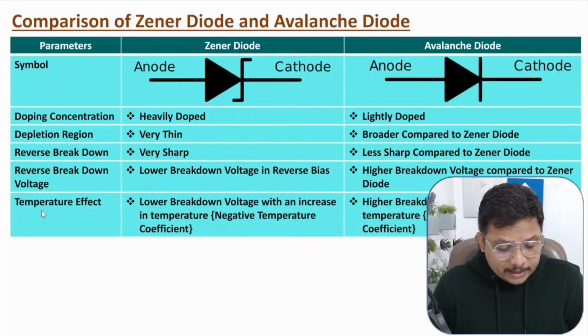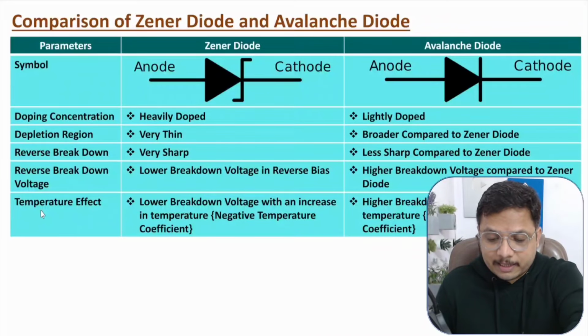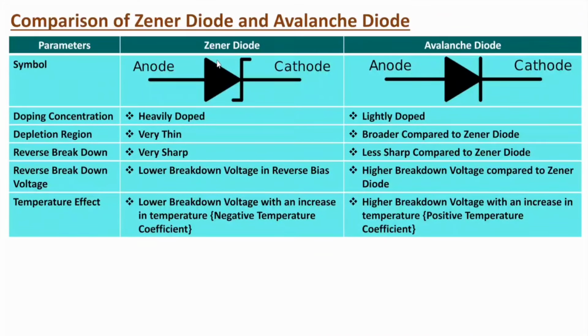See, temperature effect is different with Zener and avalanche. Let me explain that. With Zener diode, lower breakdown voltage happens with increase in temperature. Means here breakdown voltage decreases with increase in temperature. That's why one can say with Zener we have negative temperature coefficient. While with avalanche diode, higher breakdown voltage happens with increase in temperature. Means we have positive temperature coefficient with avalanche diode, right?